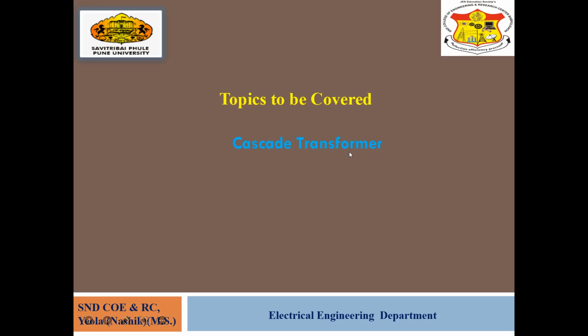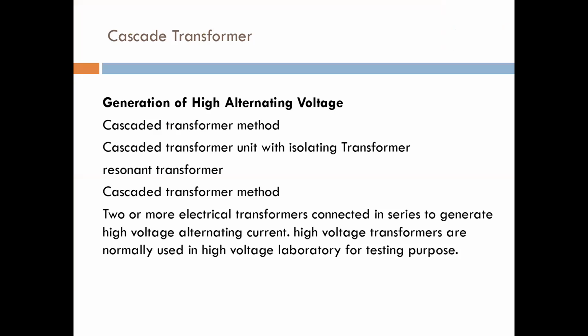See here the cascade of transformers. Why is it going to be used? It is used for the generation of high alternating voltage. There are three methods available for the generation of high alternating voltage. First, the cascaded transformer method. Second, the cascaded transformer unit with isolating transformer. And the third one is the resonant transformer.